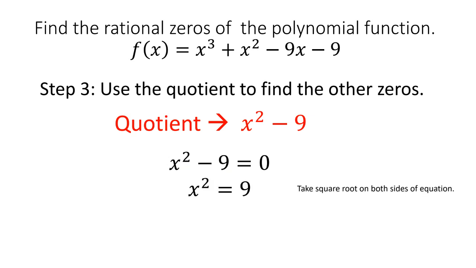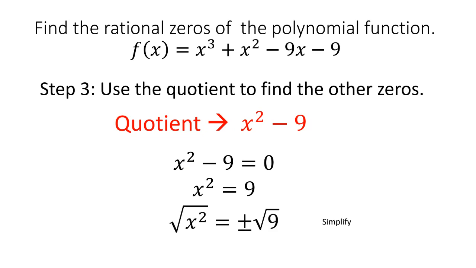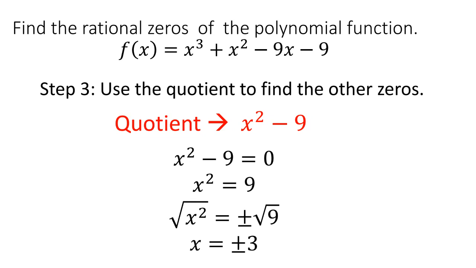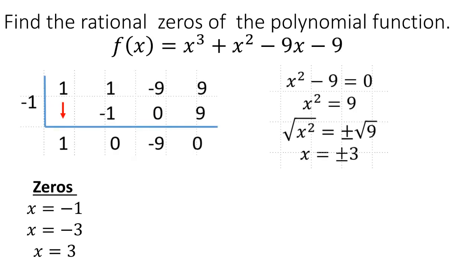So set this equal to 0. So add 9 on both sides. This gives me x squared is equal to 9. Take the square root of both sides. When I do that, the square root and the square cancel or eliminate, leaving me just with x. And plus or minus the square root of 9 gives me plus or minus 3. So my 3 zeros are x equals negative 1, x equals negative 3, x equals 3.